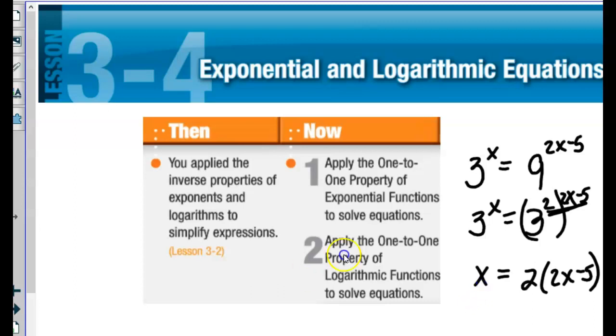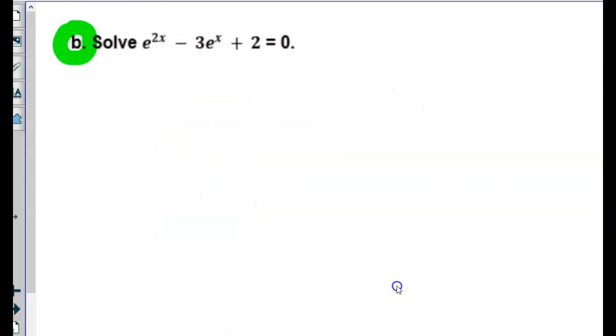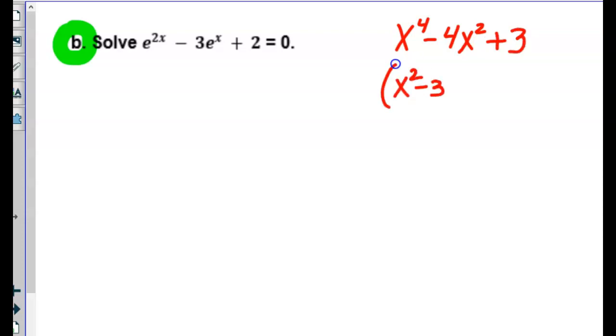That was that property. Today we're gonna apply the one-to-one property of log functions, and we're gonna learn some crazy weird factoring options. So if you could just look at example B on the front side of worksheet 8 that I skipped yesterday. Do you remember, I just want to take you back for a second, when we had like x to the 4th minus 4x squared plus 3, and we factored that as x squared minus 3 and x squared minus 1. Does anybody remember those kind of factoring problems? Where we did the crazy x to the 4th and we factored it x squared and x squared.